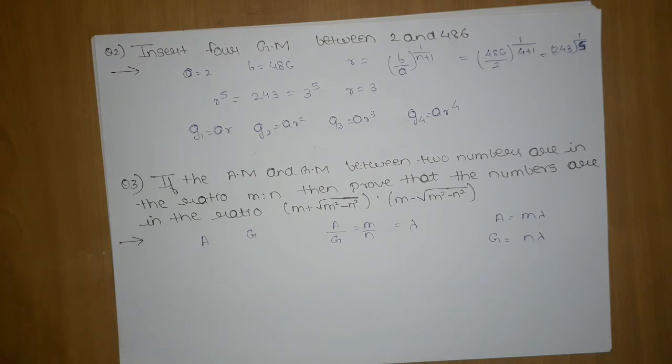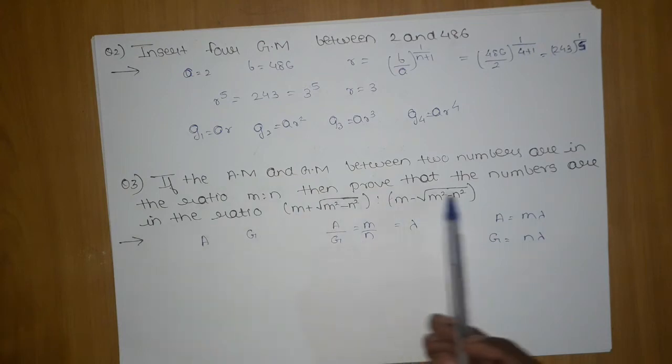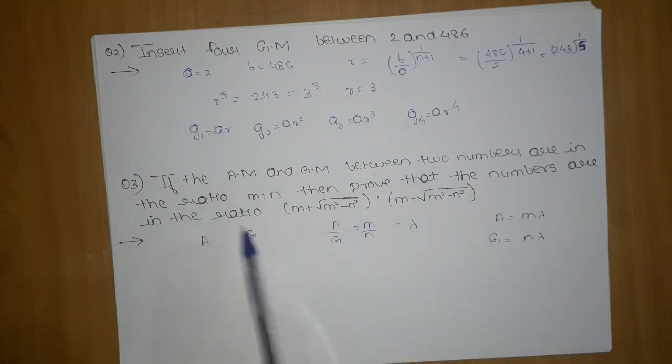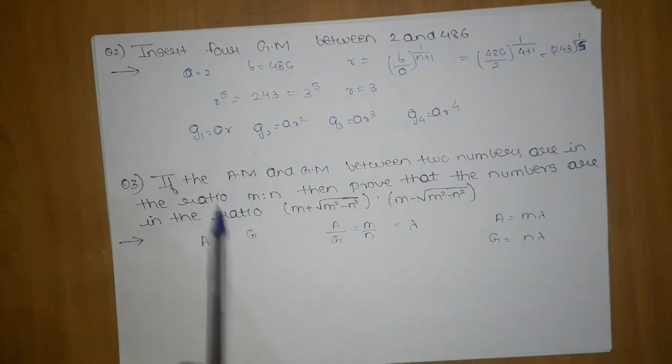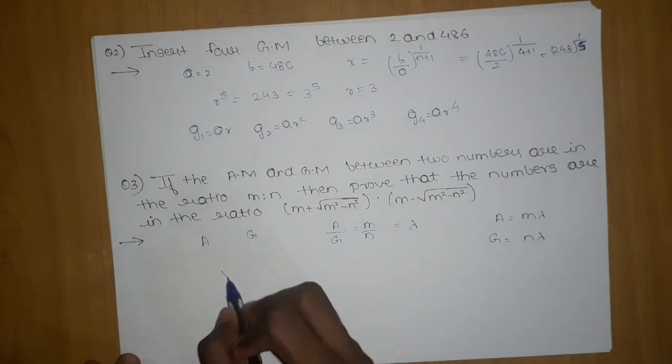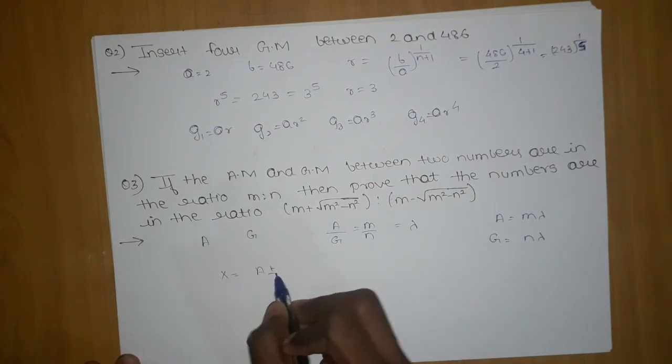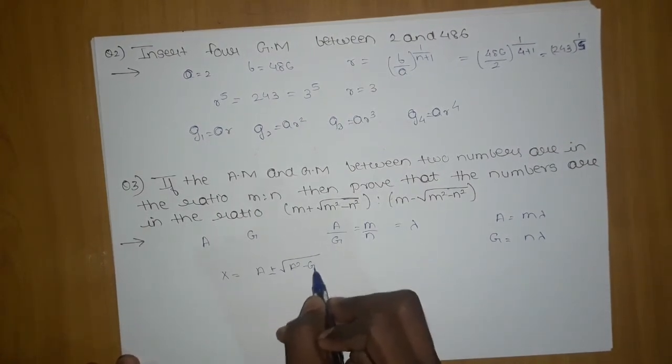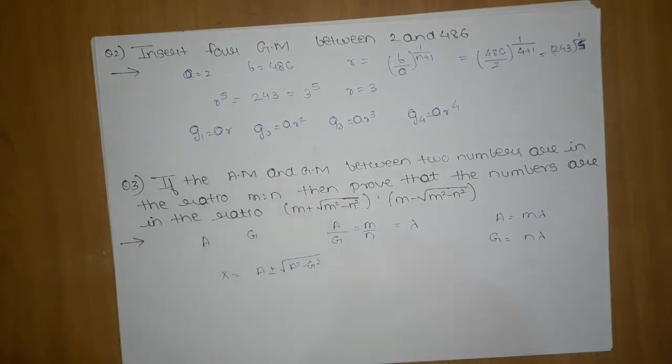Okay, we want to show what this means. This m by n, the GM by AM, is between two numbers, and these numbers it is between are in a ratio like this. But if you remember, we have x equals a plus minus under root a square minus g square, like in the derivation of the roots.